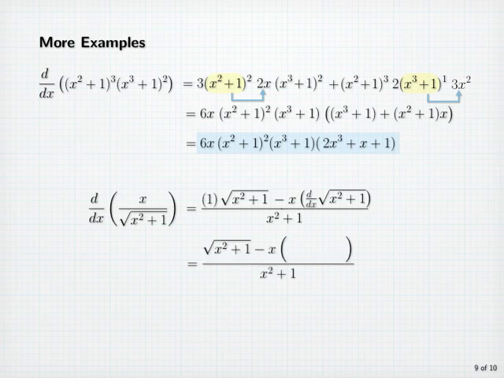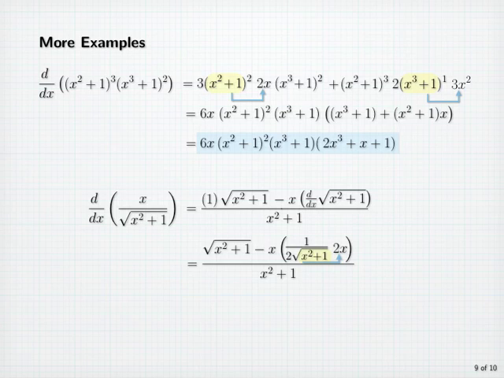So now let's take the derivative with respect to x of the square root of x squared plus 1. The outside function here is the square root, so we have 1 over 2 times the square root of the inside function x squared plus 1, and we multiply by the derivative of that inside function, which is 2x. Notice we can cancel the 2's in that expression.